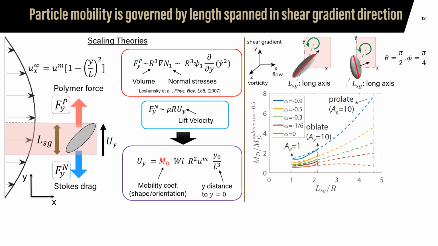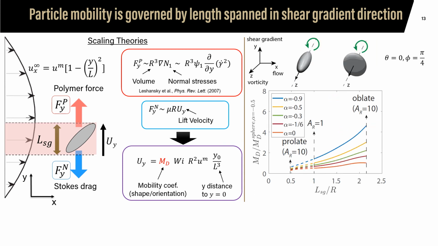For the case of theta equal to 90 degrees, both particles will have their longer axis available for LSG, and in this case, if we increase the particle aspect ratio, we'll see both particles have higher mobility due to the longer LSG. On the other hand, if theta equals 0 degrees, the LSG for the polar particle will now become the shorter axis, but for the oblate particle it is still the longer axis.